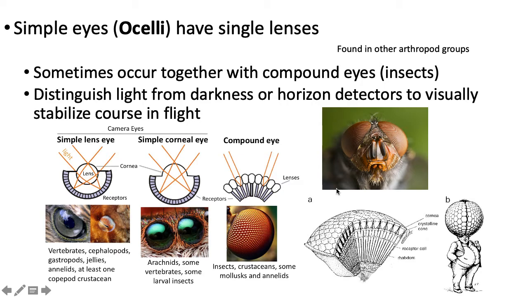We also have simple eyes called ocelli, which means they have a single lens, and sometimes they occur together with compound eyes, mostly with the insects, but their main job is to distinguish light from dark. So with vertebrates, we have a simple lens eye with receptors on the background and cornea, but with the simple eyes here, there's no lens, okay, and with the compound eye, which was on the previous slide, basically the ommatidia.